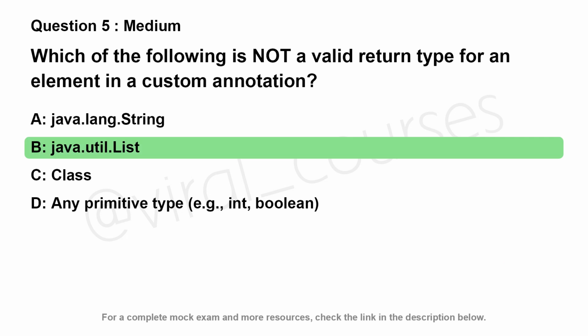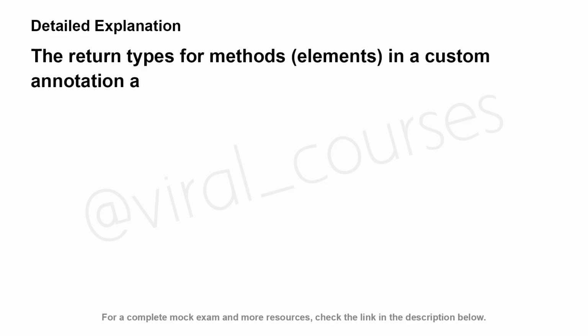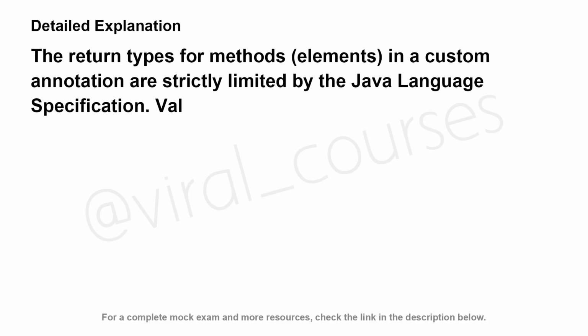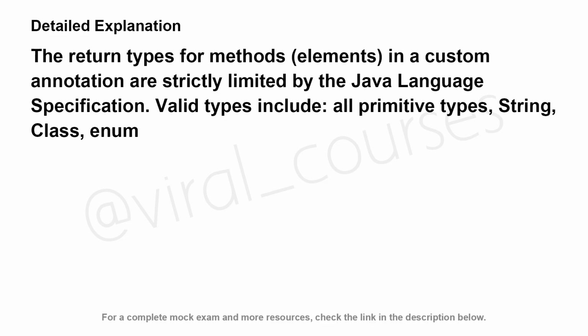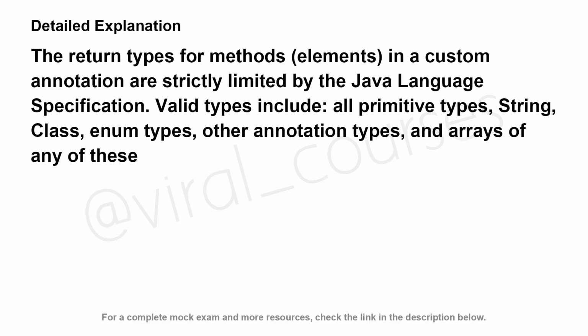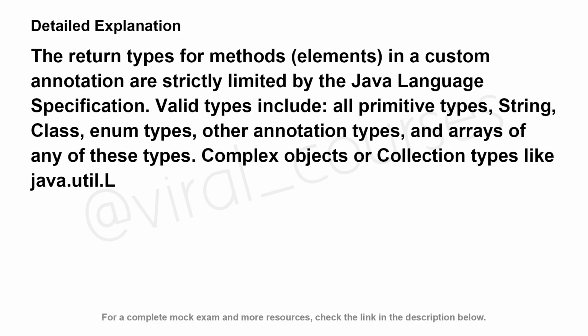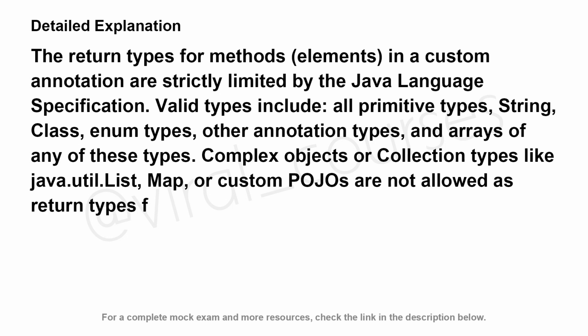The correct answer is B. The return types for methods, elements, in a custom annotation are strictly limited by the Java language specification. Valid types include all primitive types, String, Class, enum types, other annotation types, and arrays of any of these types. Complex objects or collection types like java.util.List, Map, or custom POJOs are not allowed as return types for annotation elements.